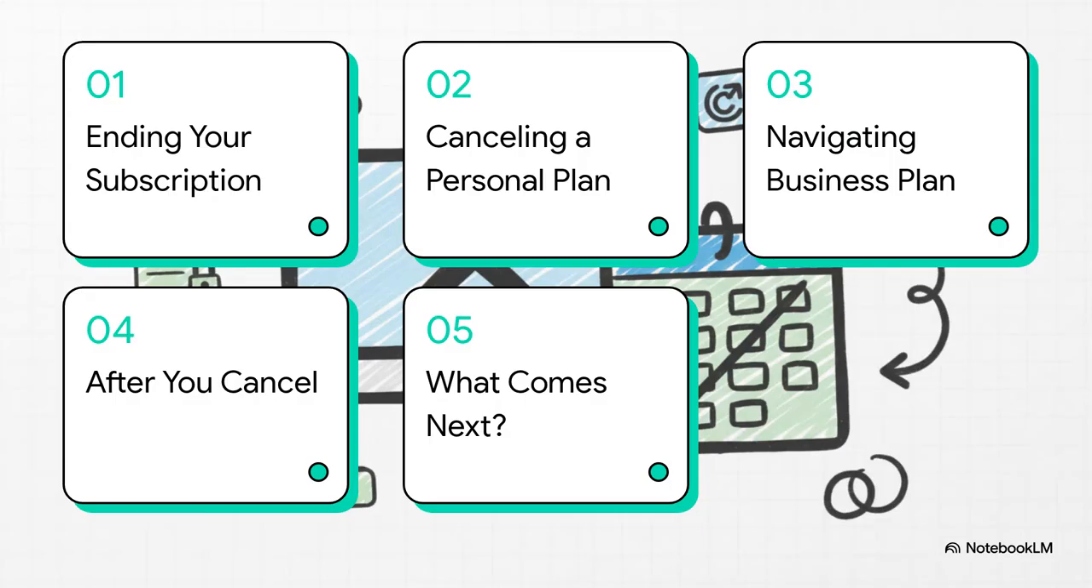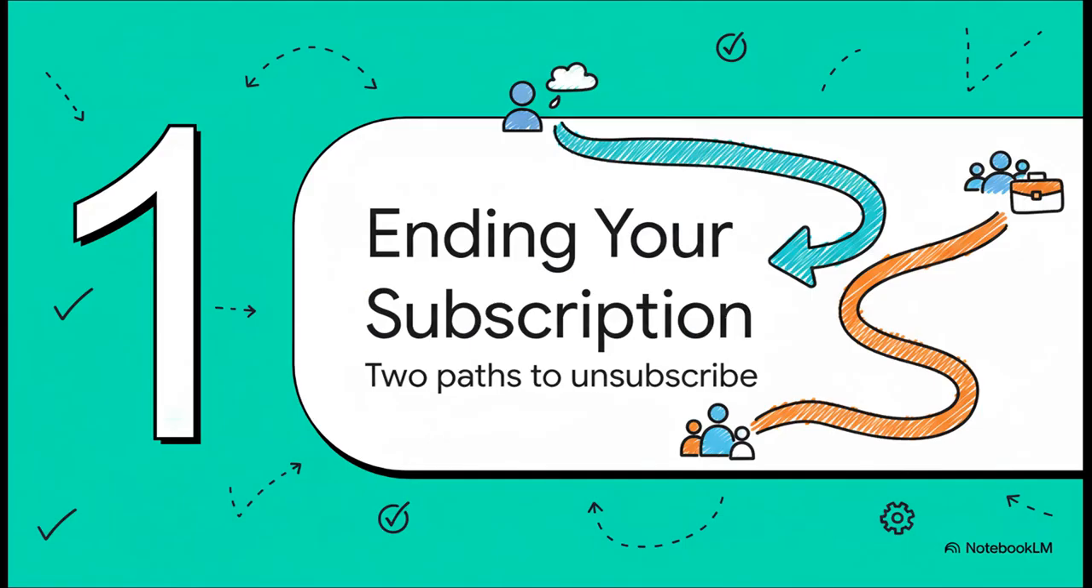Okay, here's the game plan for this explainer. We'll start with the two different ways to end your subscription. Then we'll get into the details for personal plans and then for business plans. After that, and this is super important, we'll talk about what happens to all your data. And finally, we'll look at what you can do next. All right, let's just jump right in.